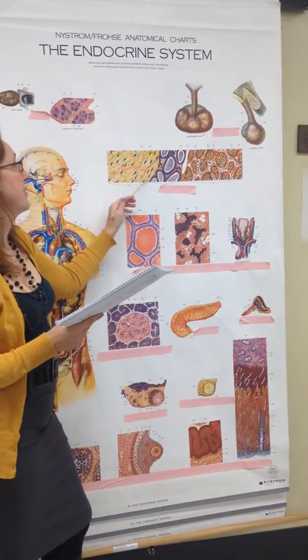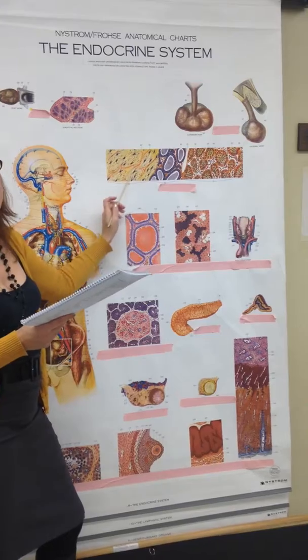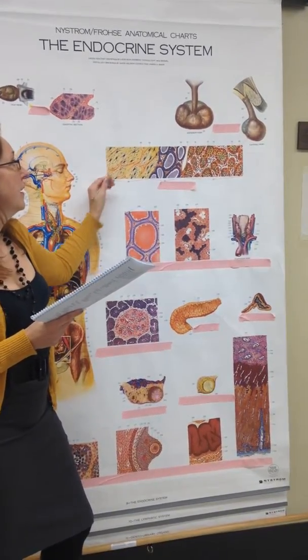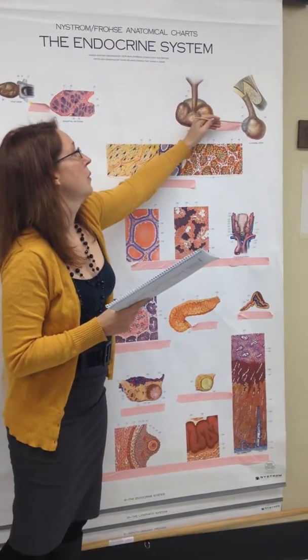The neurohypophysis is the posterior lobe, and it's this yellow with the little kind of purple neurons in it back here. Or you can see it here or there.